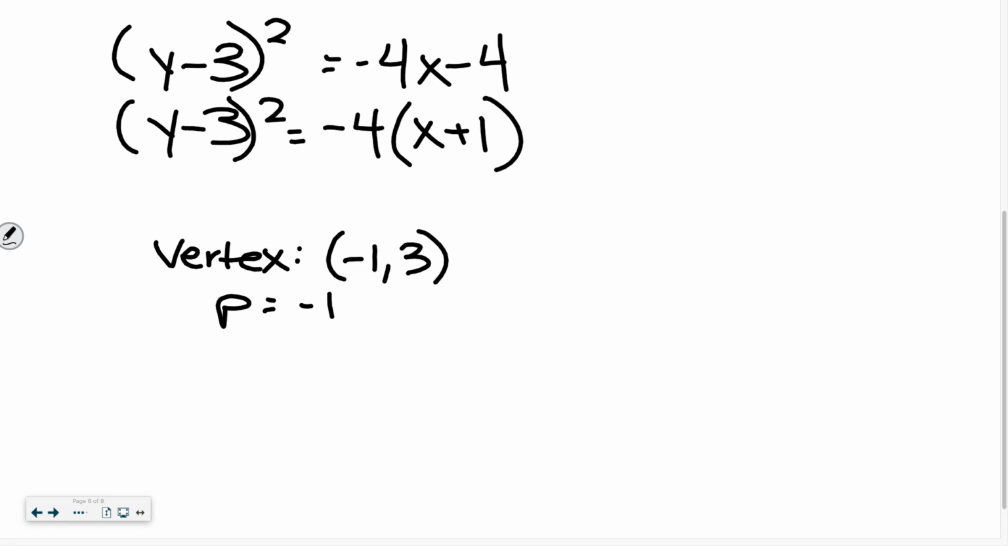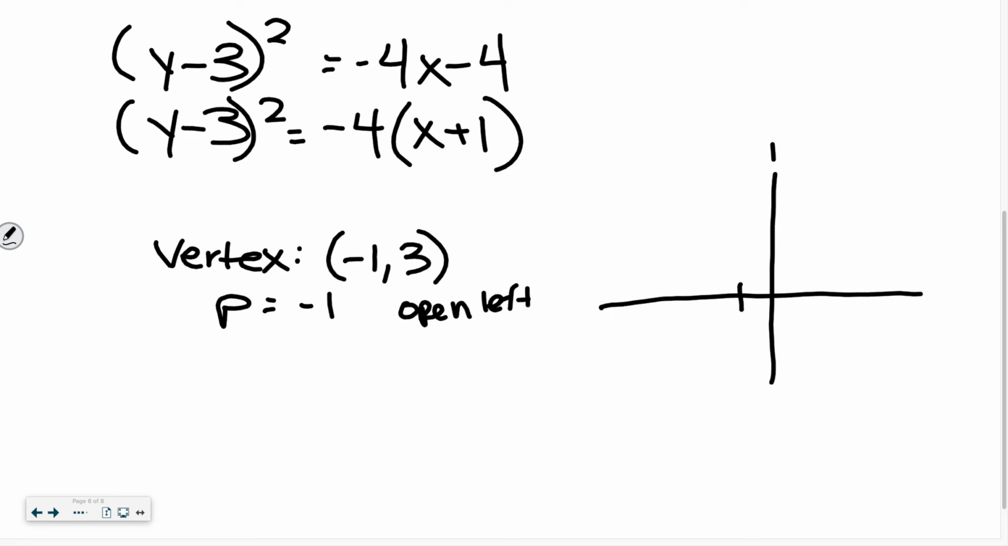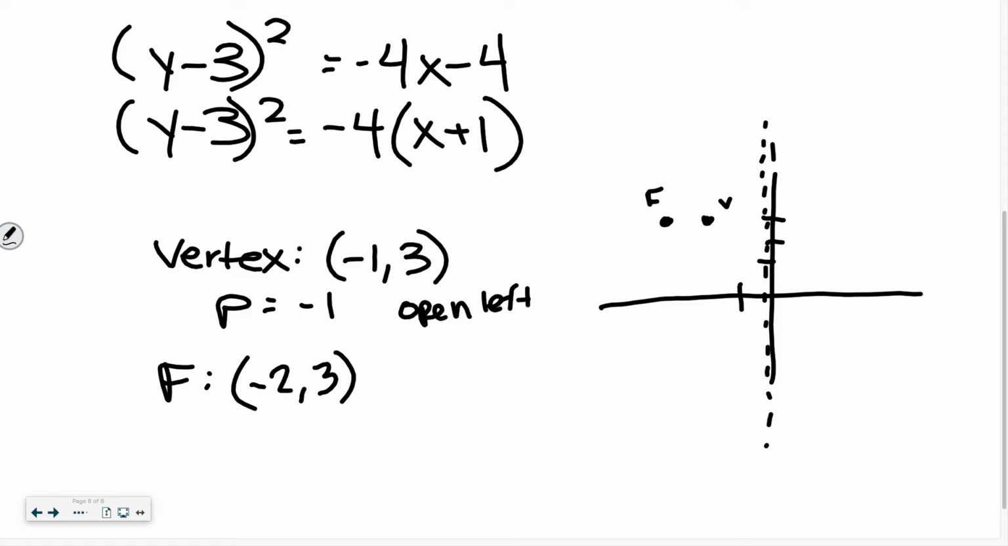And this one was a y squared, so that means it's going to open left. So I would go left 1, up 3 to my vertex. I would go left 1 to my focus, which I'm now at negative 2, 3. I'll go right 1 to my directrix. So that's the y-axis, x equals 0.